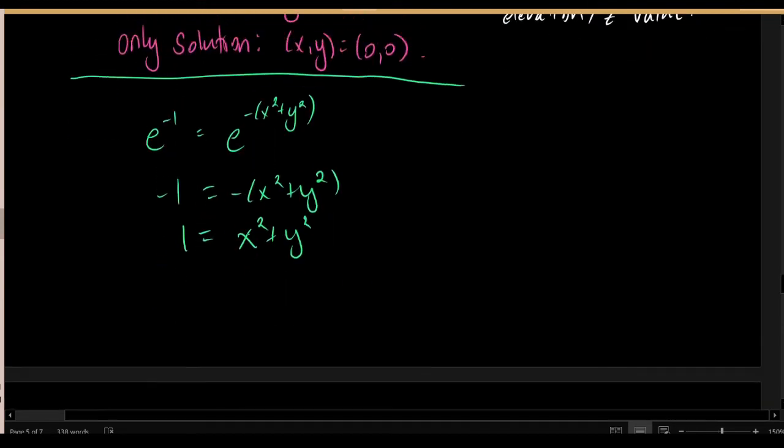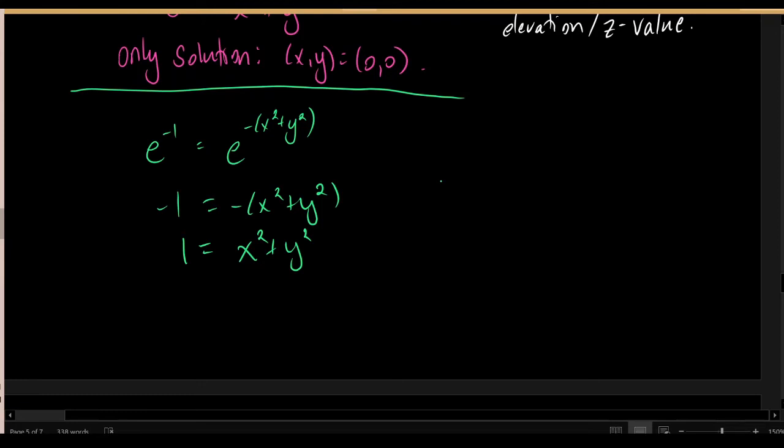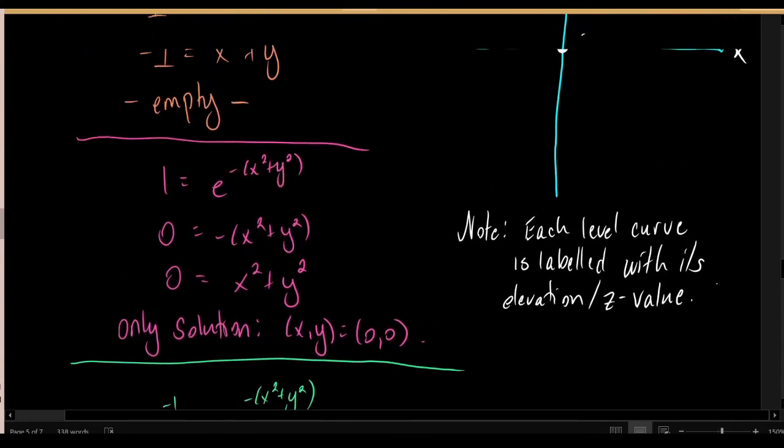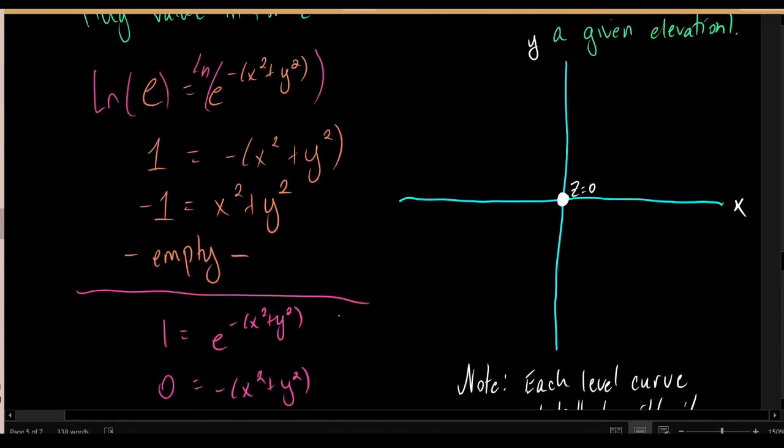X squared plus y squared equals positive 1 is a circle of radius 1. To reflect that on our contour map, I'm going to draw in a circle of radius 1 in the xy plane. And I'm going to mark the elevation. The elevation of the points on that level curve corresponds to z equals 1 over e.